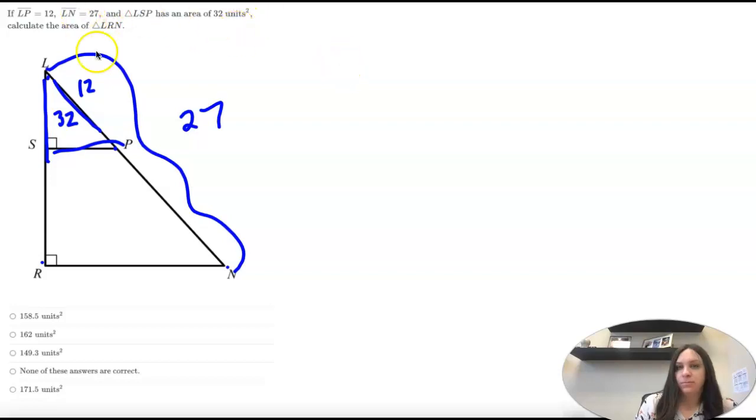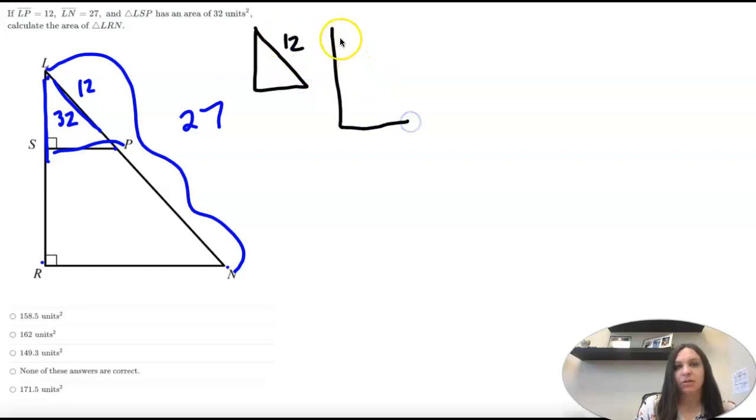All right, so here's our first one. I already have everything labeled. L to P is 12, L to N is 27, and then the area of LSP is 32. So I have a small triangle where I know this side is 12, and then I have a big triangle where I know this side is 27.